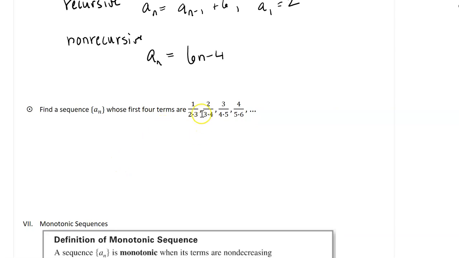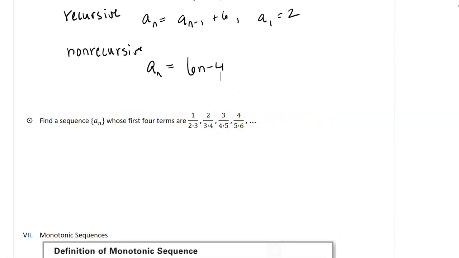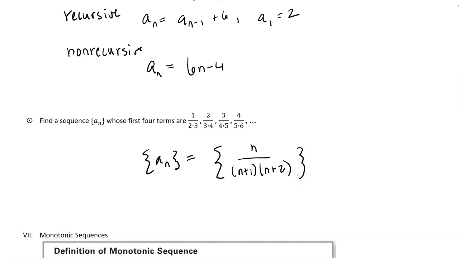For this one, we have 1 over 2 times 3, 2 over 3 times 4, 3 over 4 times 5, 4 over 5 times 6. You could do this with factorials, or you could just let a sub n, and sometimes I use the curly braces, sometimes I don't. It just depends on context. But I'm going to let n equal 1 here, so this will be n over, how about n plus 1 times n plus 2? So that would be 1 over 2 times 3, 2 over 3 times 4, 3 over 4 times 5. Yeah, that works.